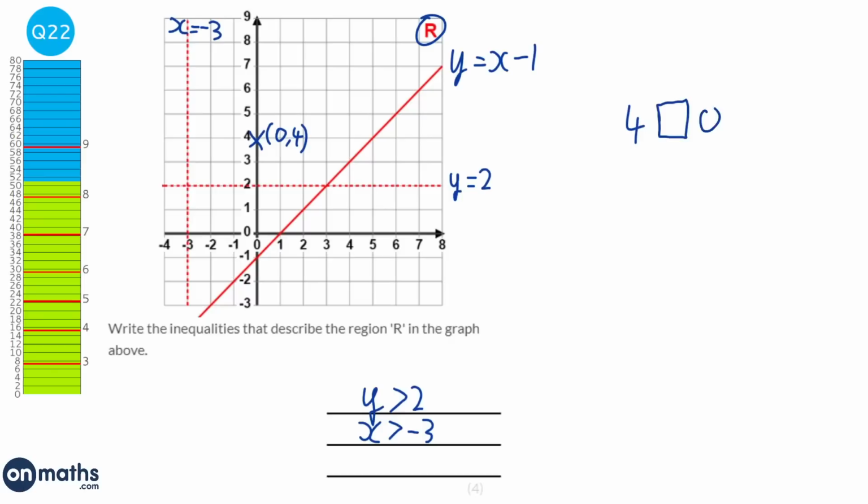And 0 minus 1. So all I've done is fed in the coordinate values into this equation. And I've got rid of the equals, because what we need to do is work out what inequality it's going to be. 0 take away 1 is minus 1. So what is 4 compared to minus 1? Well, 4 is definitely greater than minus 1. So it's going to be y is greater than x minus 1. But if you look, this line is solid. It's a solid line. It's not a dashed line. Therefore, we're going to put a little line underneath it, because it can equal it as well.